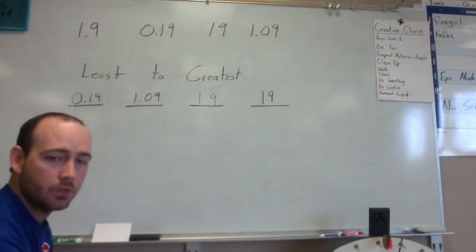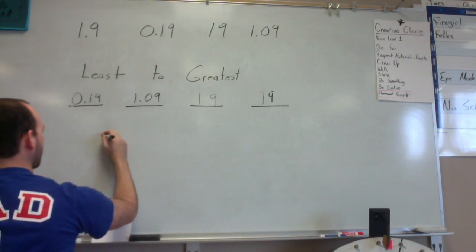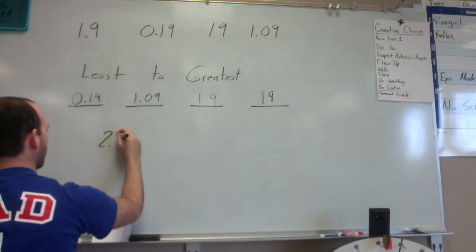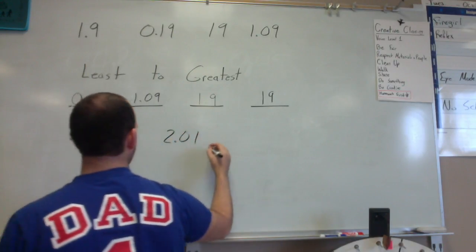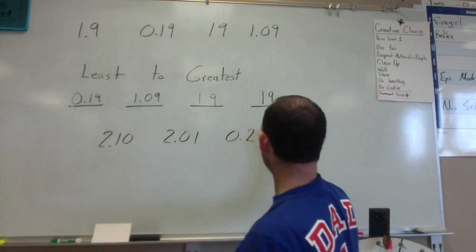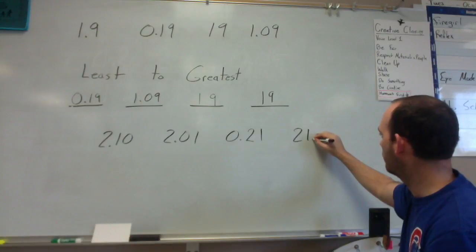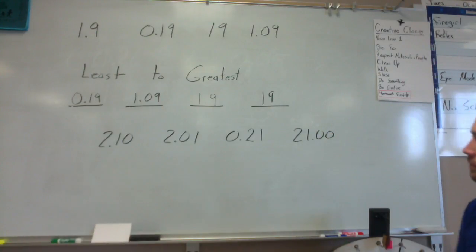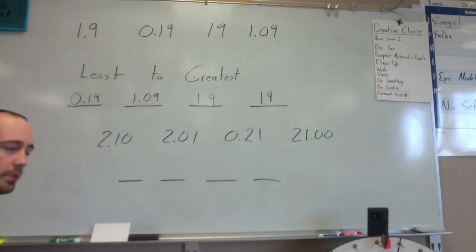Here's the problem that I want you to solve. Again, we're going to go from least to greatest. So let's start with 2.10, 2.01, 0.21, and we'll do 21.00. So I want you to go ahead, pause it, and solve that problem now. All right, let's see how you did.